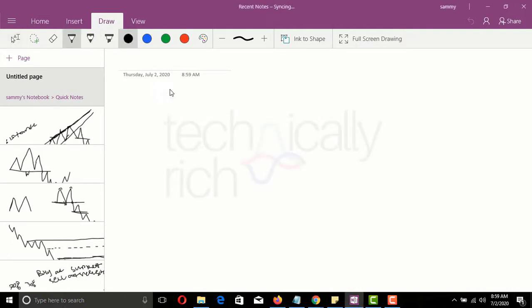Trend line in a downtrend. A trend line in a downtrend serves as a dynamic resistance to that downtrend. So first, we have a downtrend like this.